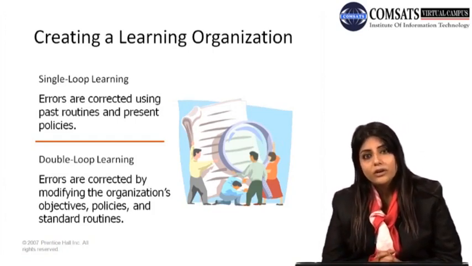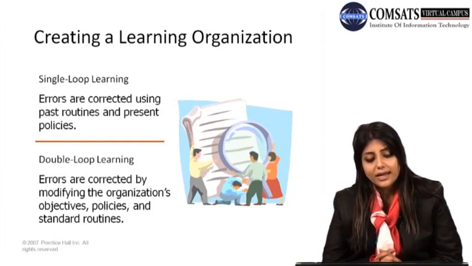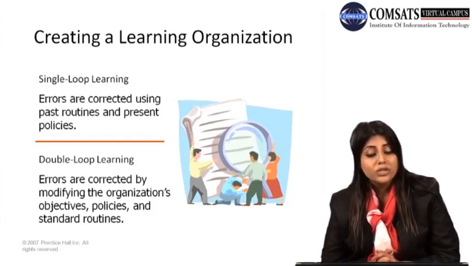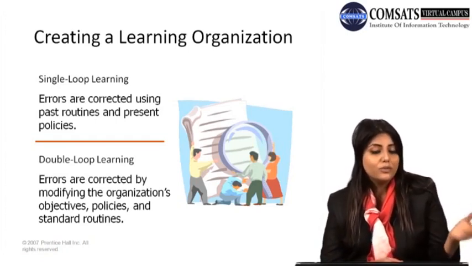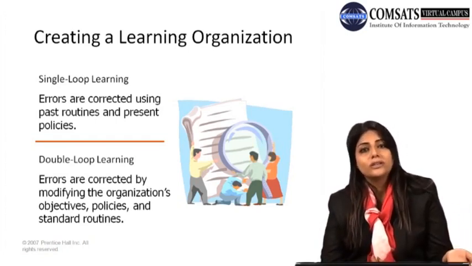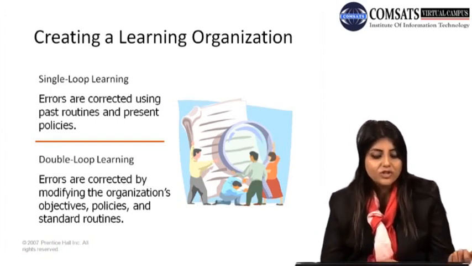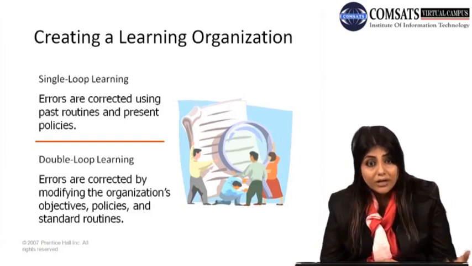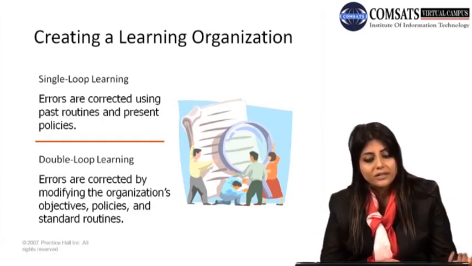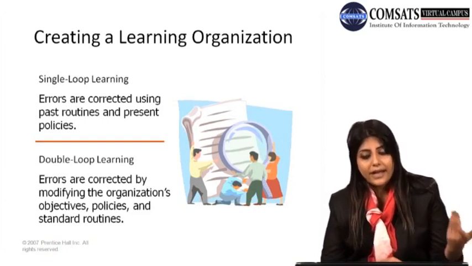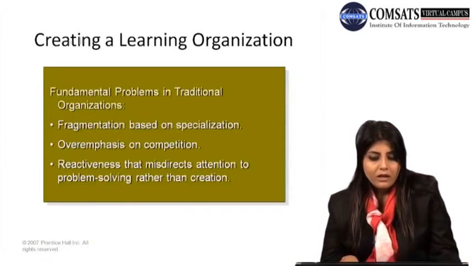But in the case of a learning organization, if any errors or omissions occur in the organization, they are corrected not by using how it was dealt with in the past and the policies of the organization. Instead, the status quo is changed, the current assumptions are challenged, and the organization modifies its policies, objectives and standard routines that resulted in that error, and they are changed.